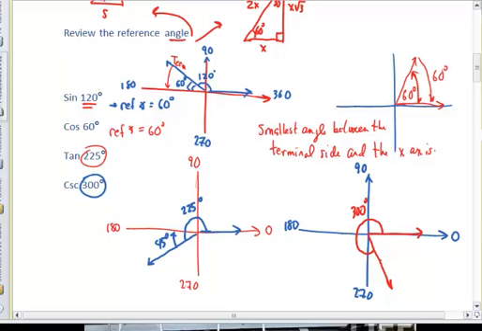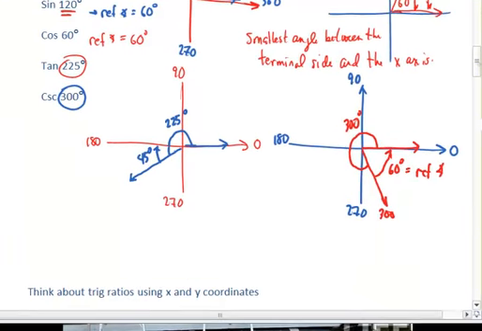So how much does it take to get back to the horizontal? Well, if this is at 300, then I would need 60 degrees more, and that would be my reference angle. Okay, so hopefully that helps you.